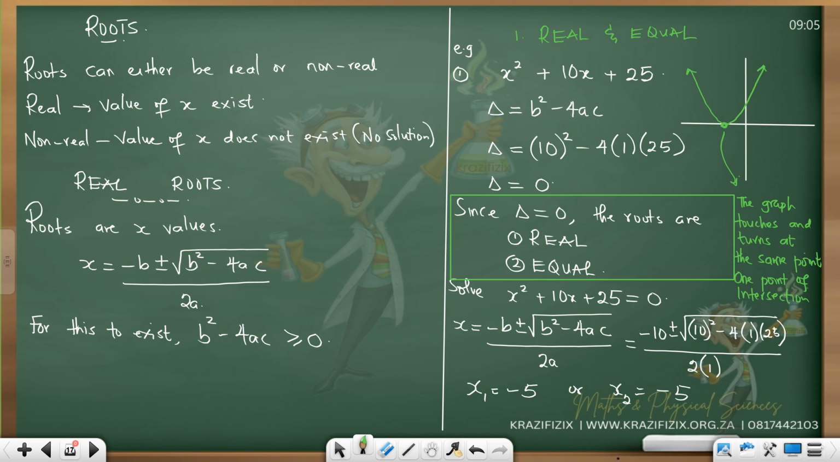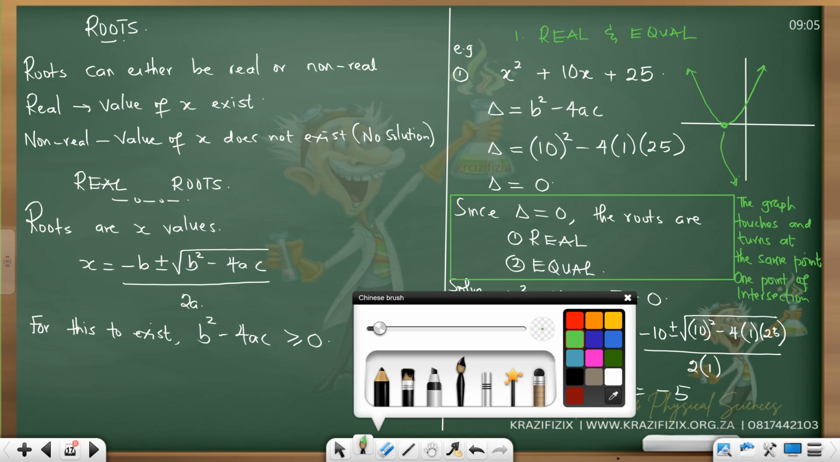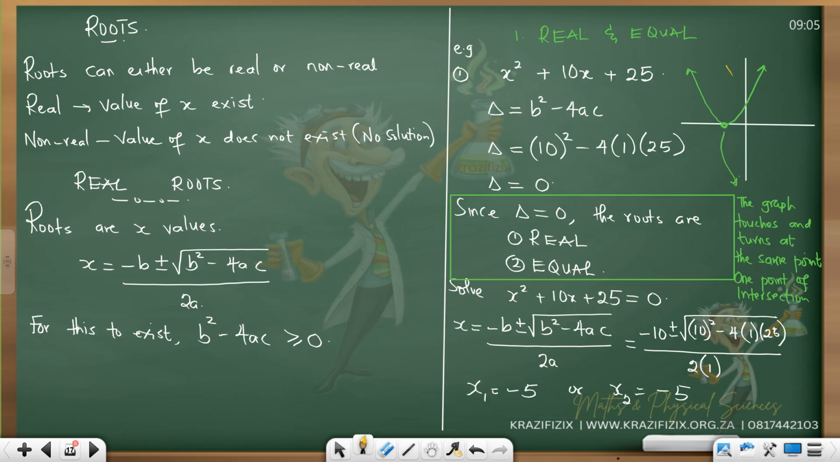One point of intersection. It could be on the left hand side, it could be on the right hand side, it doesn't matter. But we are looking at just one point. One point, equal roots. The graph only touches once because my x1 value is equal to my x2 value.